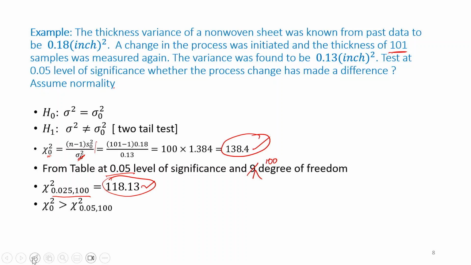Since this is more than this, we have to reject the hypothesis H0, that is they are same. So it basically means that by making some process modifications, the variance has really gone down from 0.83 to 0.13. It is not due to chance. So we'll reject H0.